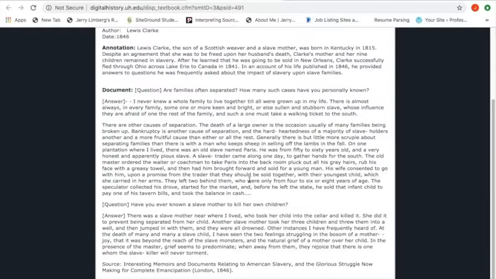His wife consented to go with him upon a promise from the trader that they should be sold together with their youngest child, which she carried in her arms. They left two behind them, who were only from 4 to 6 or 8 years of age. The speculator collected his drove, started from the market, and before he left the stair, he sold that infant child to pay one of his tavern bills, and took the balance in cash.